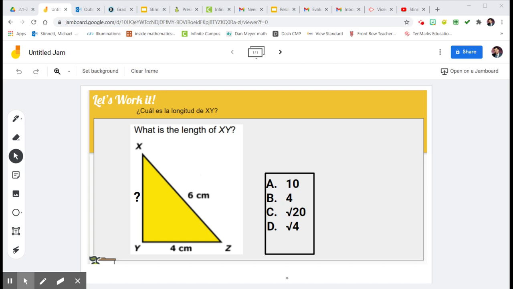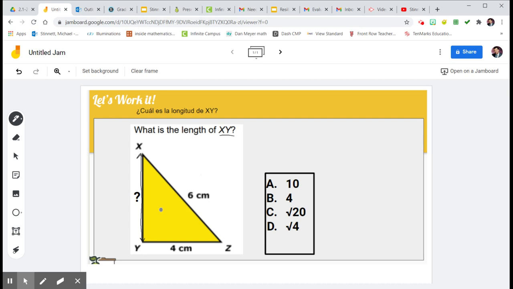Just kind of want to walk you through the next section. And now we're looking at the Pythagorean theorem. So we have our right triangle here, as we usually do. And then we have a question here just saying, what is the length of XY? And when it says that, that means line segment XY. So it means from X down to Y. So it's saying, what is this length right here, this side of the triangle?